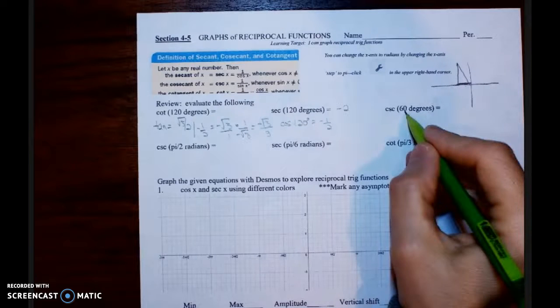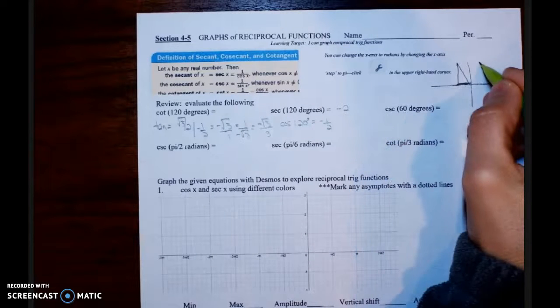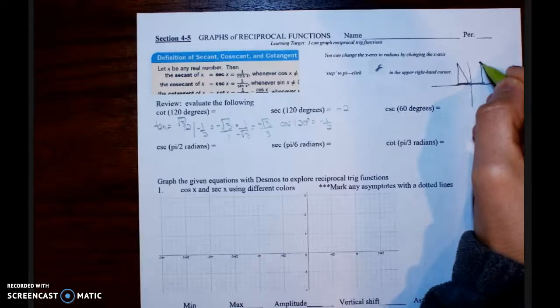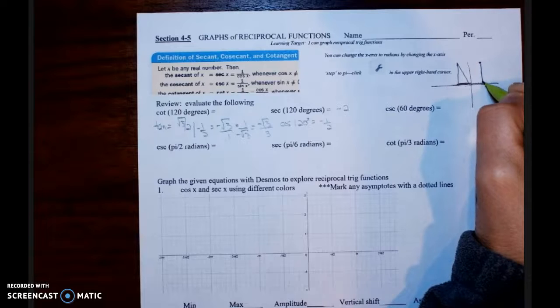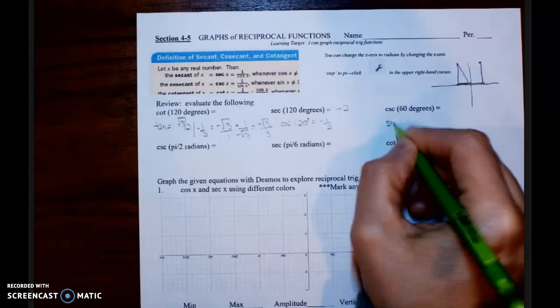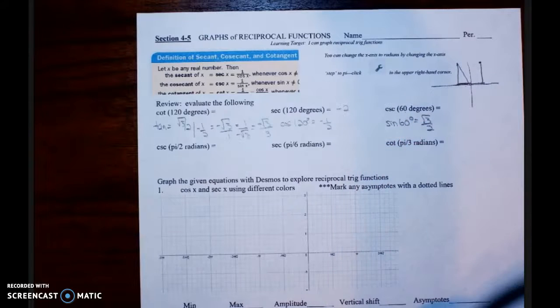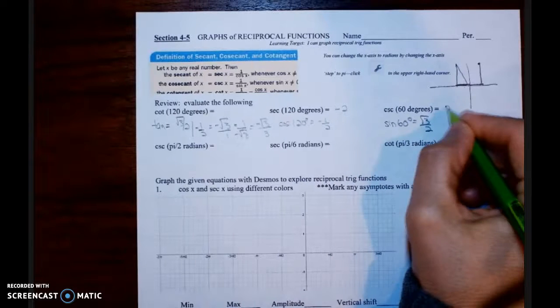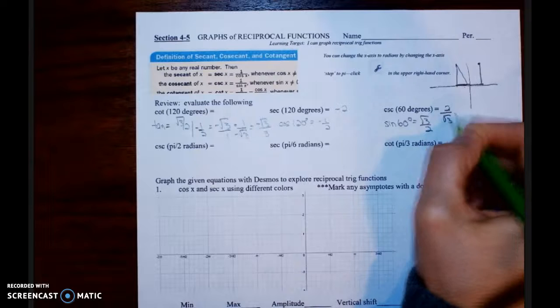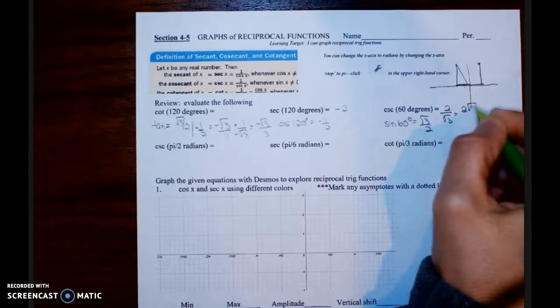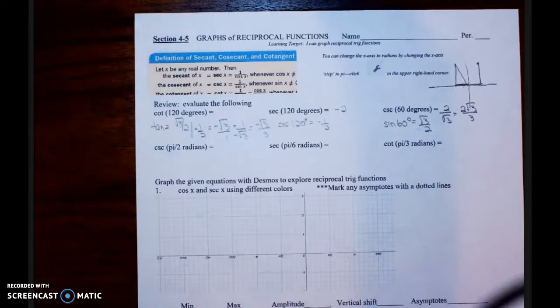Next, cosecant of 60 degrees. That puts me right here. The cosecant is the reciprocal of the sine. I can see the sine is the larger value. So the sine at 60 degrees is radical 3/2. Again, I'm going to take the reciprocal. That would be 2 over radical 3. When I simplify, I get 2 radical 3/3.